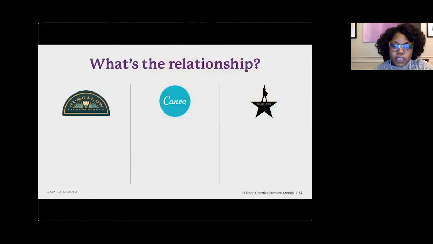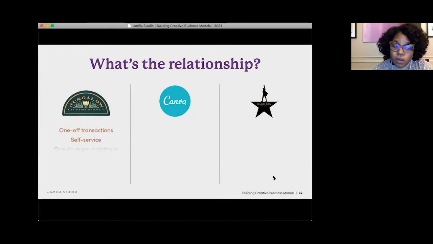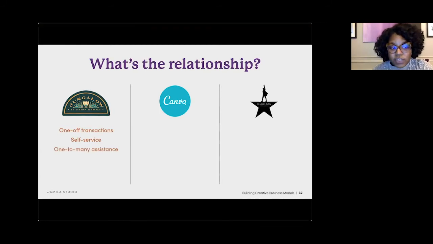So when we think about relationships, let's think about what's the relationship for our examples. So the Jungalow, they have one-off transactions where they sell their goods. It's self-service, so you go to their e-commerce website and you pick what you want, you put it in the cart, and then it gets sent to you. And then there's one-to-many assistance. So there might be one customer service person for all of their customers.